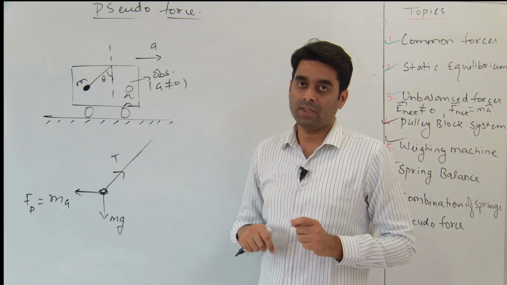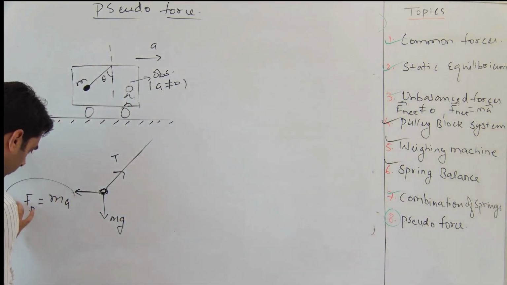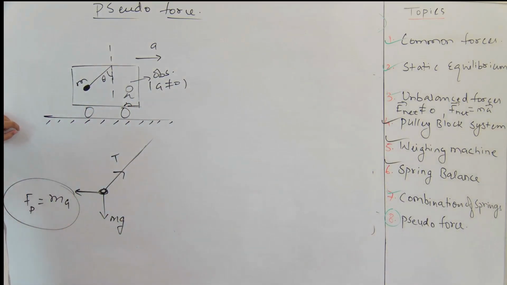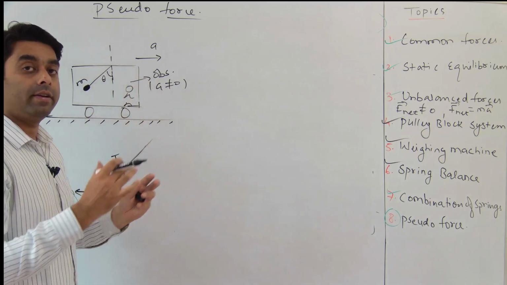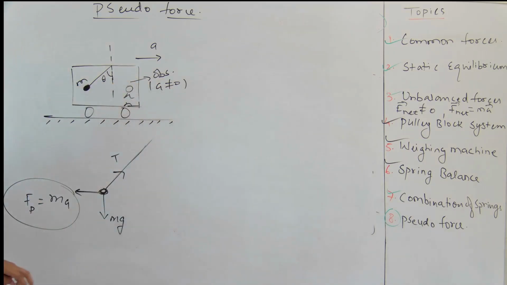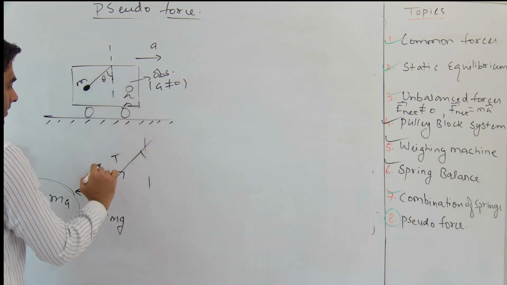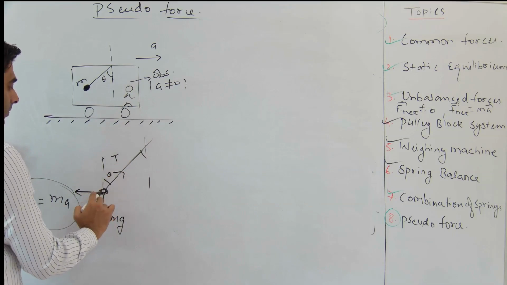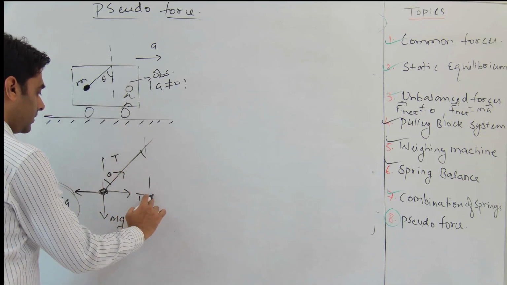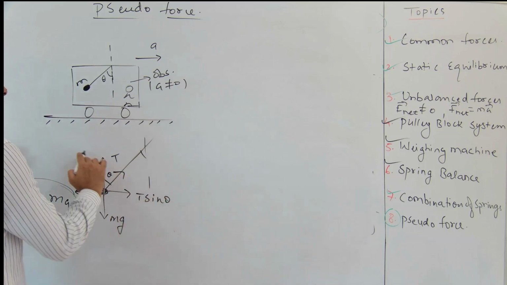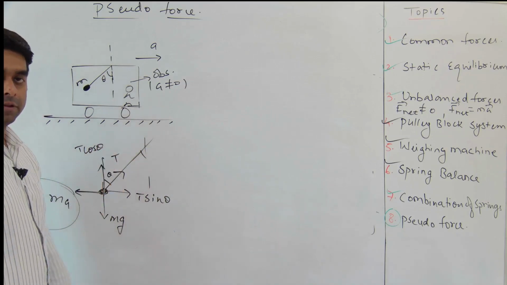What is the condition for static equilibrium? F net equals 0. So let us apply it. First of all, we brought in the pseudo force with respect to this observer. Whenever we write equations with respect to an accelerating observer, we apply the pseudo force. So this is tension T. If this angle is theta, this angle will also be theta. So if we resolve the tension, we get T sine theta and T cos theta. Let us balance the forces.